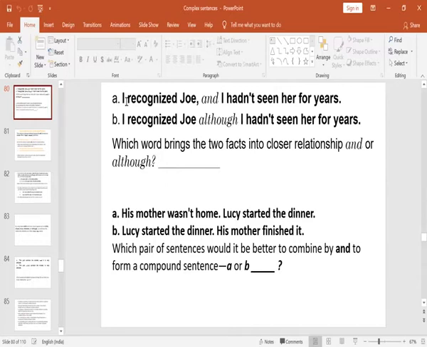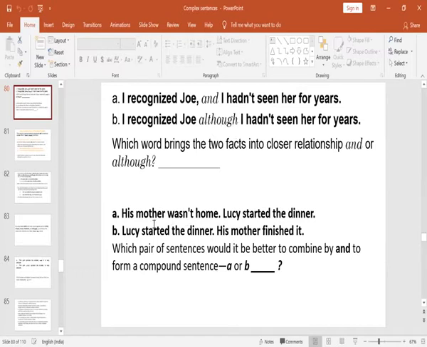Look at this too. I recognized Joe and I hadn't seen her for years. I recognized Joe, although I hadn't seen her for years. Which word brings the two facts into closer relationship? Should I use and or although? And is merely putting two facts side by side. And this complex sentence will give the relationship better than this. Okay, so obviously this, B.